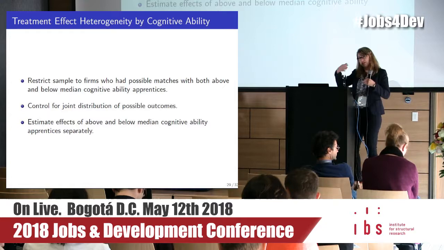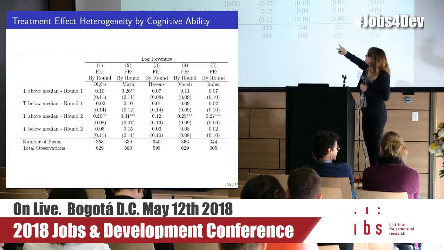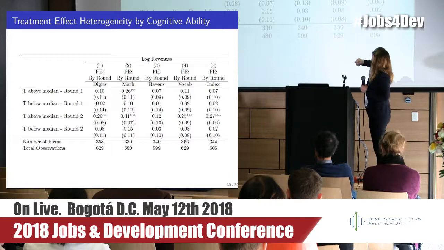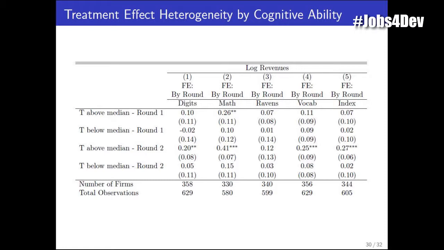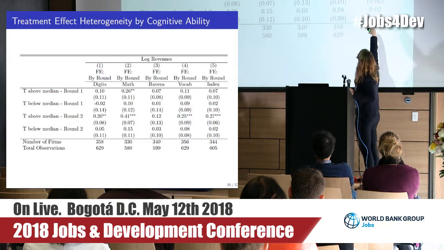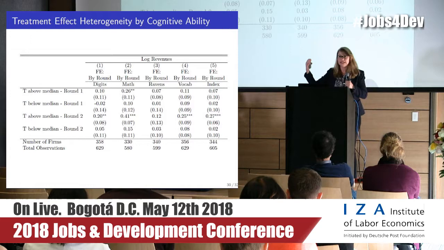of assignments. This is a little bit hard to see, but this is separated out by two rounds, and what I want you to see is that the first and the third row are what we're calling high ability apprentices, and the second and the fourth row are what we're calling low ability apprentices. You can cut this different ways and it looks pretty similar. But for example, using this index, which is an index of the four types of cognitive ability measures that we have, in the second round, firms that got assigned high ability apprentices are seeing statistically different increases in revenues and profits. So we have another one here.